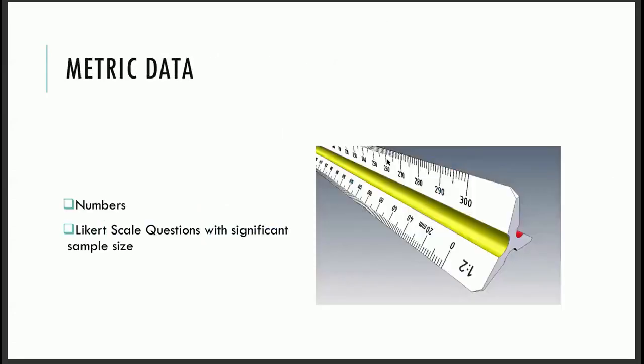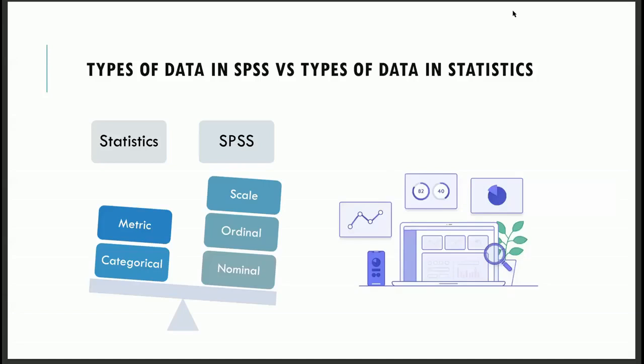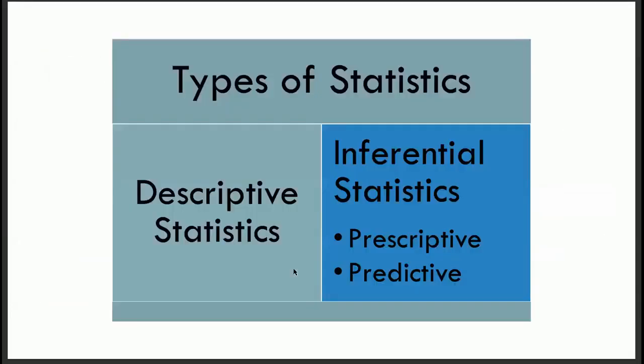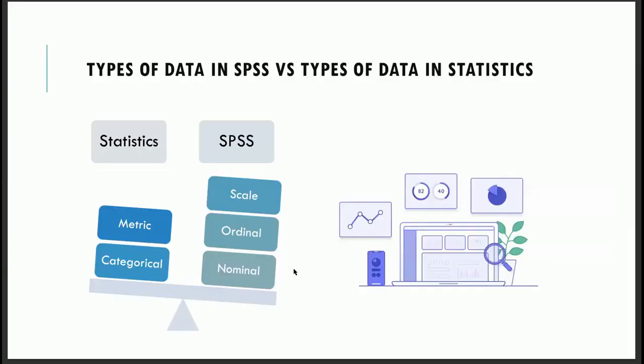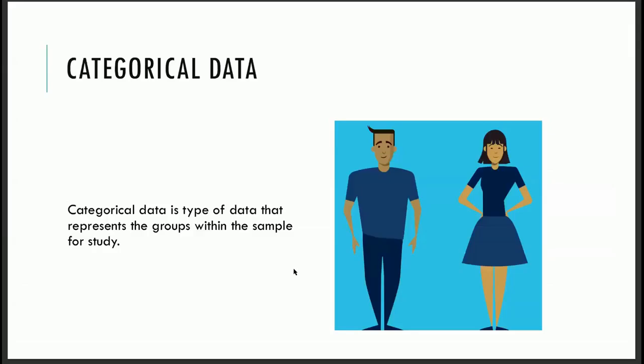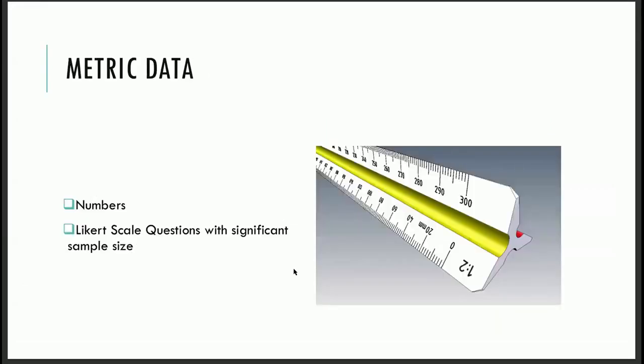We have discussed that when it comes to statistics, there are only two types of data. Either it could be metric or categorical data. There are also only two types of statistics: descriptive statistics and inferential statistics. In order to do inferential statistics, you should know that there are two types of data, metric and categorical. Categorical is nothing but male and female, coffee and tea, what do you prefer? Metric data is any data that deals with numbers on a Likert scale based quotient.